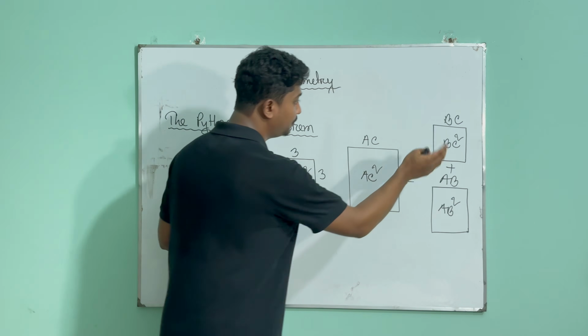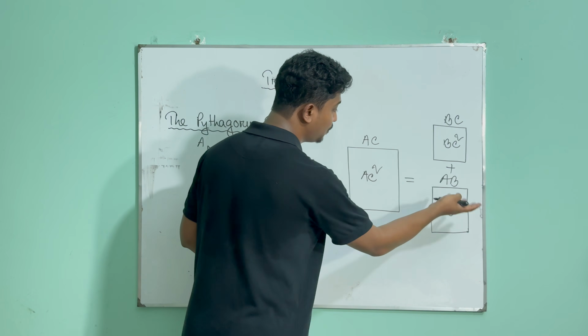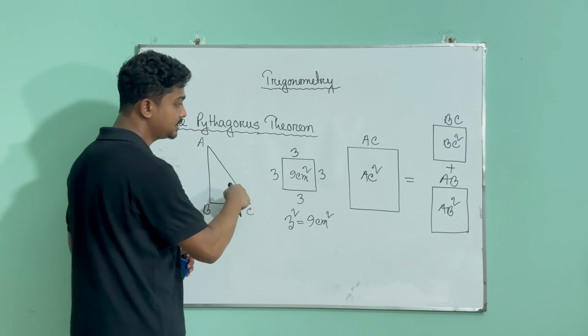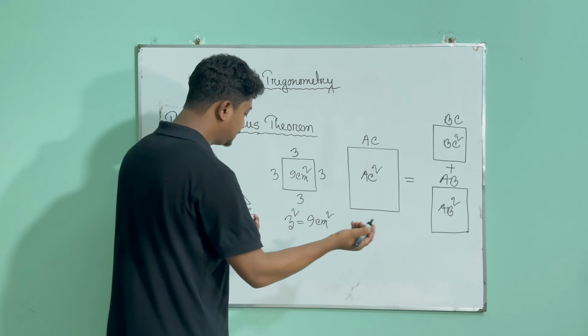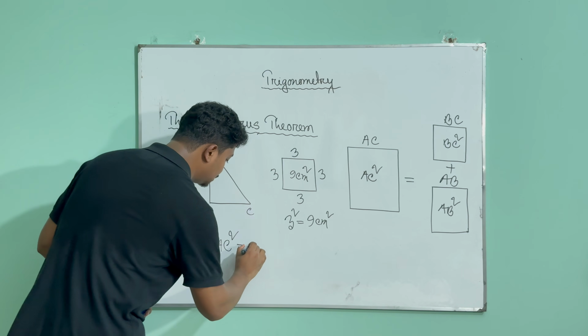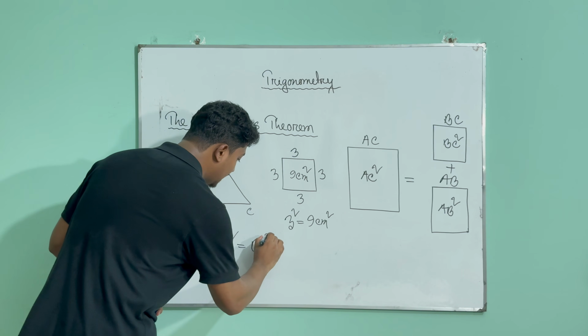So the area of BC square and AB square, if you add them, it will be equal to the area drawn on our hypotenuse, which is AC square. So simply you can put it like this: for this triangle, AC square equals BC square plus AB square.